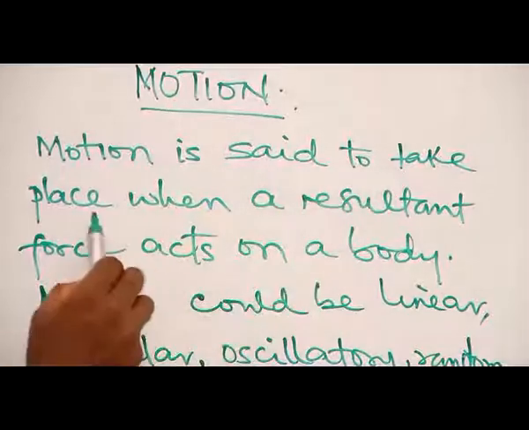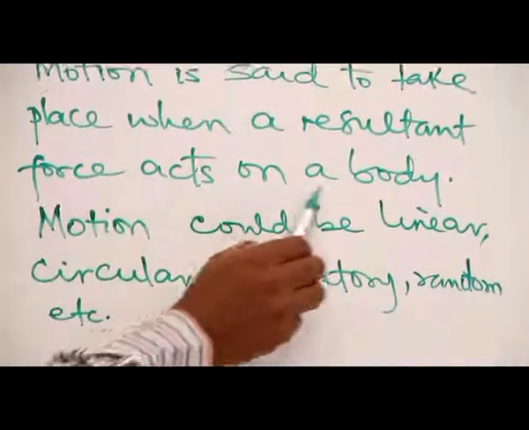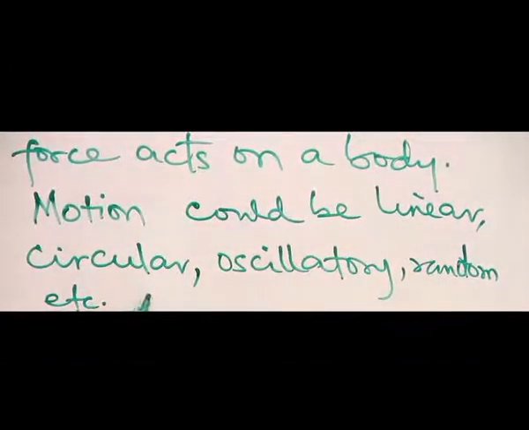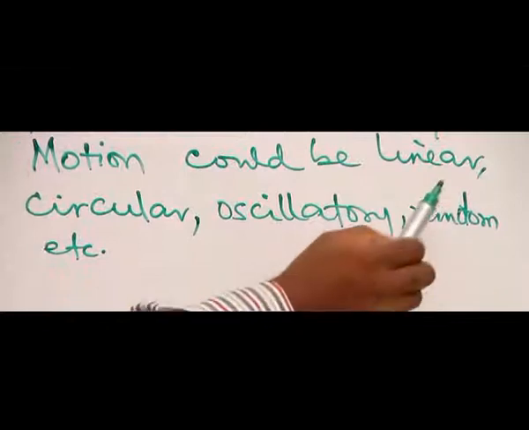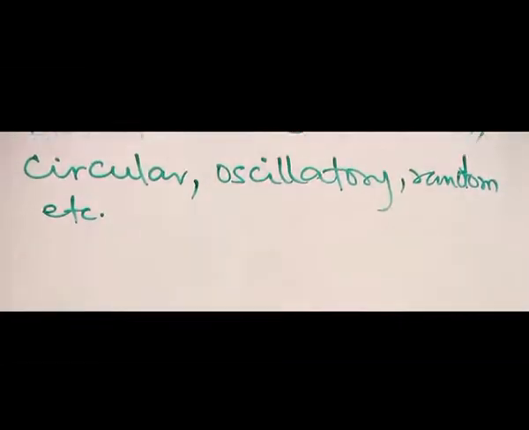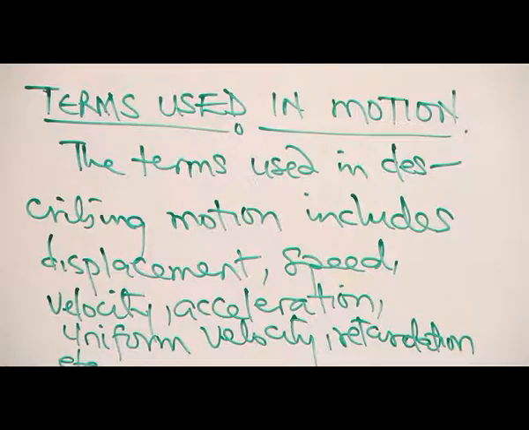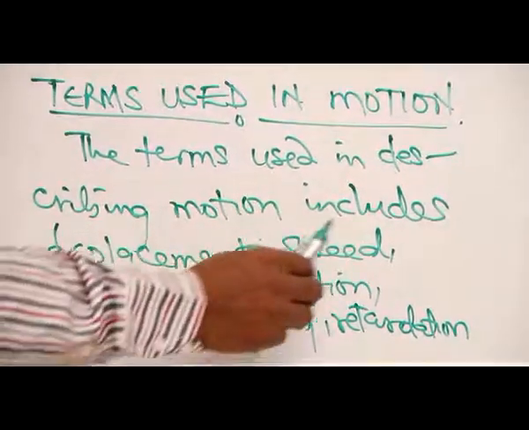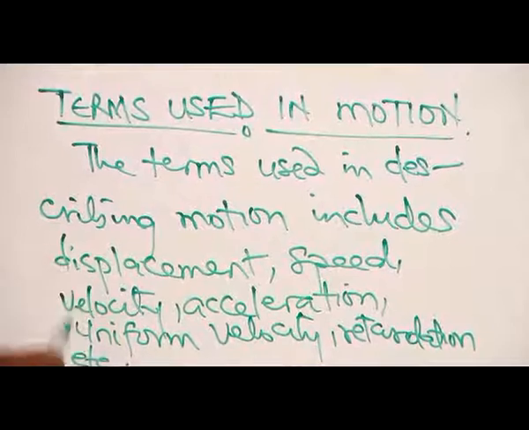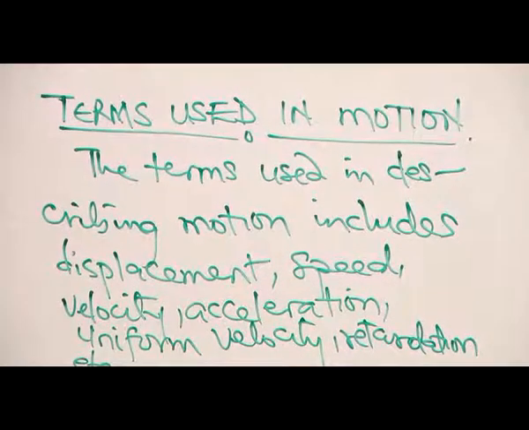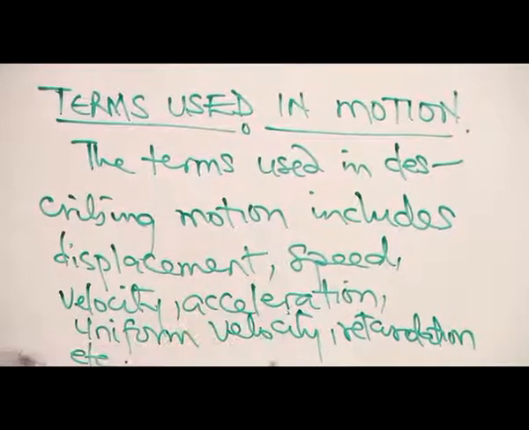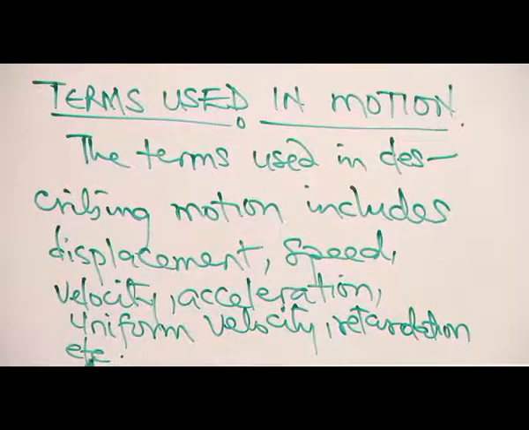Motion is said to take place when a resultant force acts on a body. Motion could be linear, circular, oscillatory, random, etc. Terms used in describing motion. The terms used in describing motion include displacement, speed, velocity, acceleration, uniform velocity, retardation, and others.